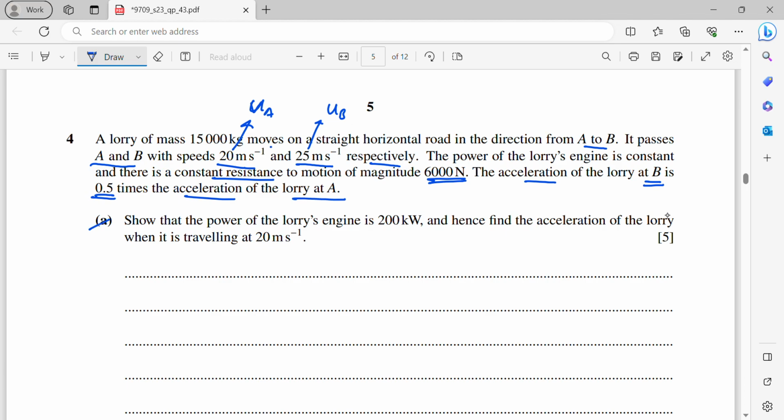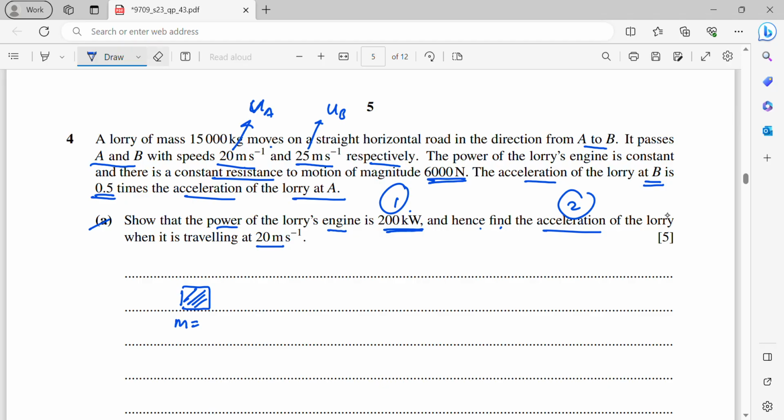Now A, show that the power of the lorry's engine is 200 kilowatt. This is the first part. And hence means use these 200 kilowatts to find the acceleration of the lorry when it is traveling at 20 meter per second. Okay, so now here, I will just draw the diagram. Let's say this is a lorry, right?